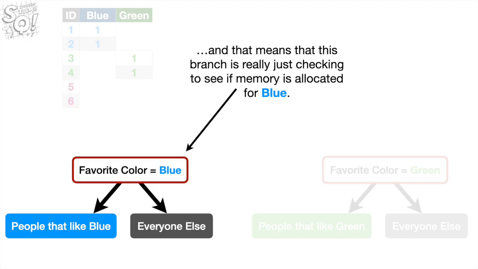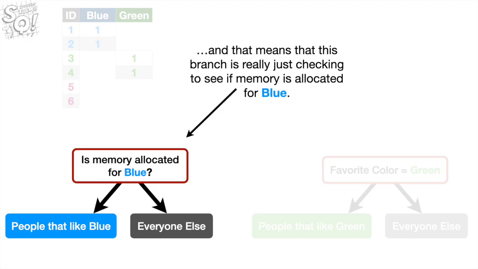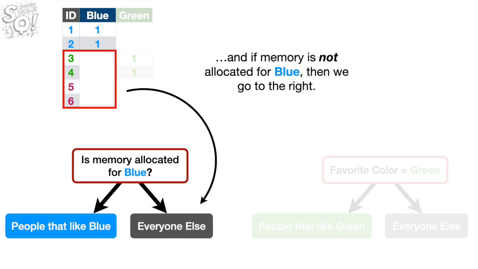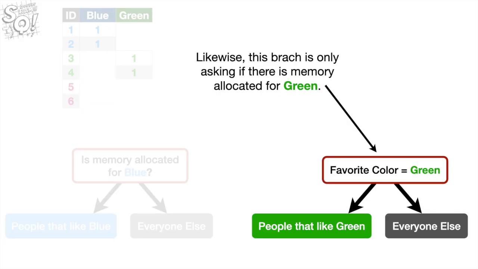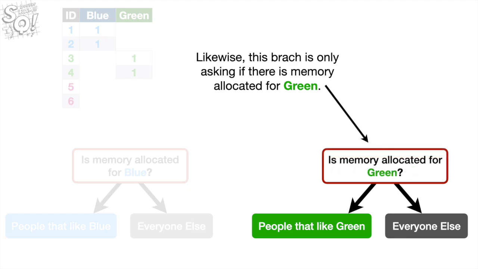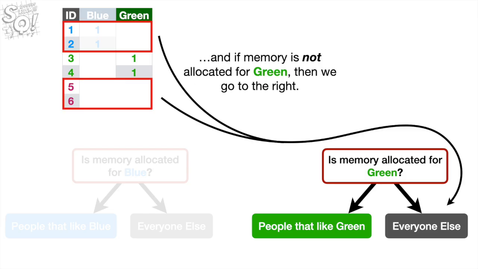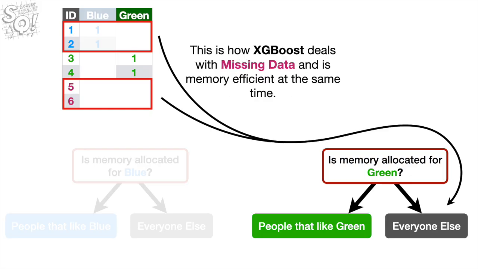And that means that this branch is really just checking to see if memory is allocated for blue. If memory is allocated for blue, then we go to the left. And if memory is not allocated for blue, then we go to the right. Likewise, this branch is only asking if memory is allocated for green. If memory is allocated for green, then we go to the left. And if memory is not allocated for green, then we go to the right. This is how XGBoost deals with missing data and is memory efficient at the same time.